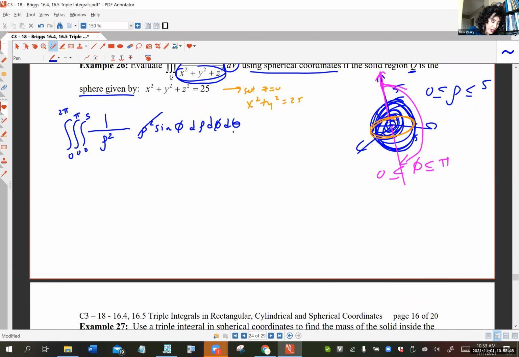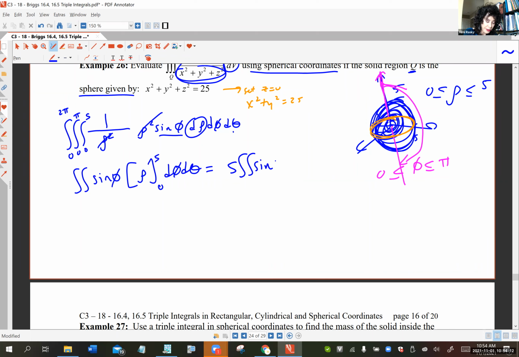And these rho squareds cancel. Does that always happen? No. But if it does, it's like, sweet. Okay, now let's integrate sine phi with respect to rho. Well, sine phi is just a constant multiple when you're integrating with respect to rho. So you're just going to have sine phi times rho, where rho is evaluated between 0 and 5. That's just going to be 5. And so I'm going to pull the 5 out.